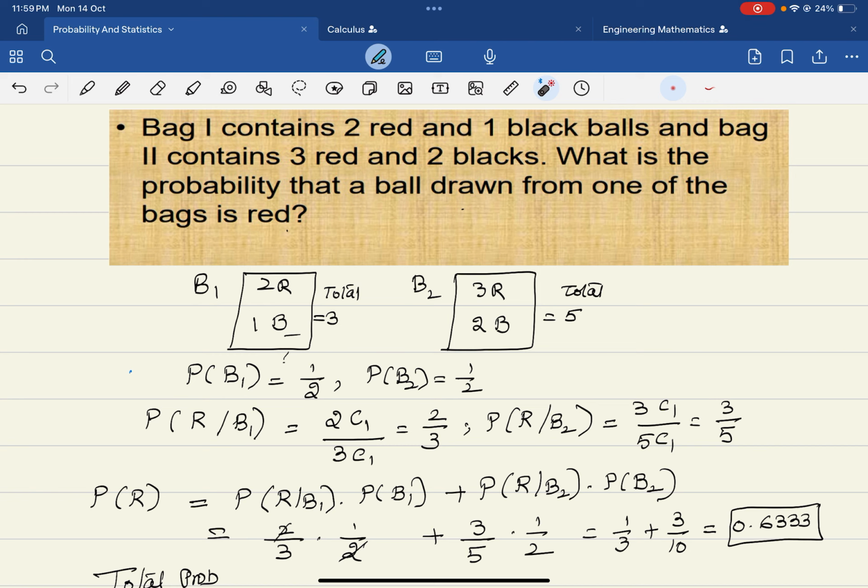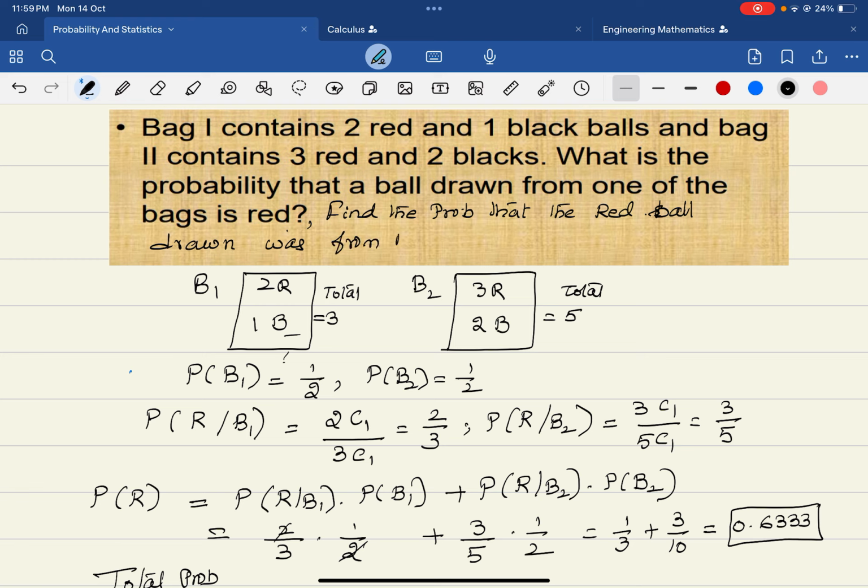In the same question, suppose it is not asked, but if I ask you like this: find the probability that the red ball drawn was from bag 2. Find the probability that the red ball drawn was from bag 2.